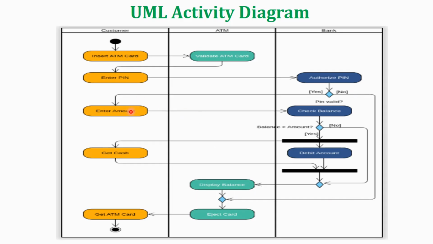Again, the customer will enter the amount. The amount is verified to check whether there is sufficient balance or not. If there is a sufficient balance, then it will go to the debit account. At the same time, we will get the cash. After getting the cash, it will come to here. Then the debit state also comes here. Both are joined, and then it will produce one state.